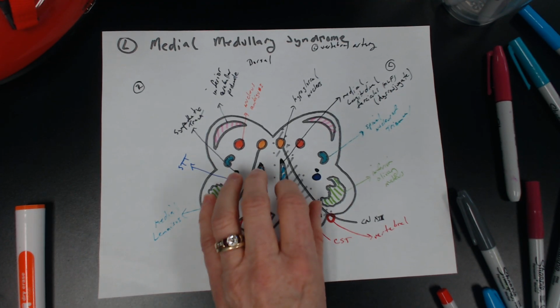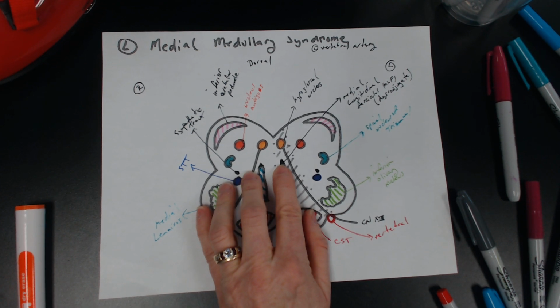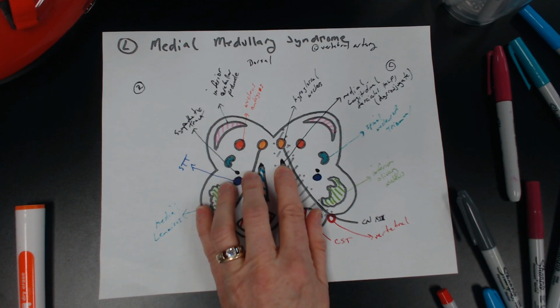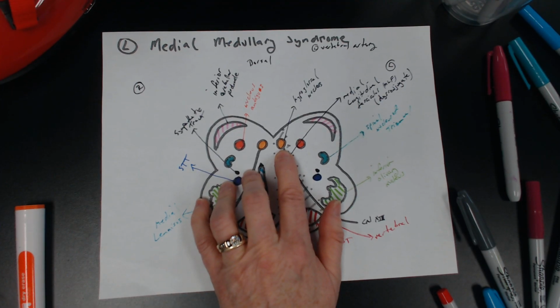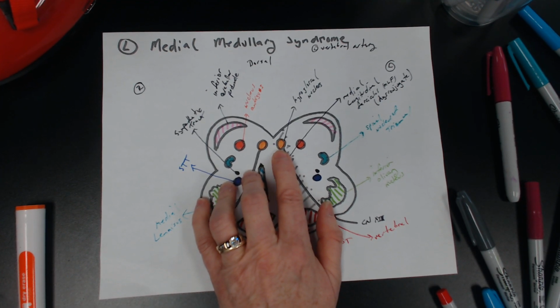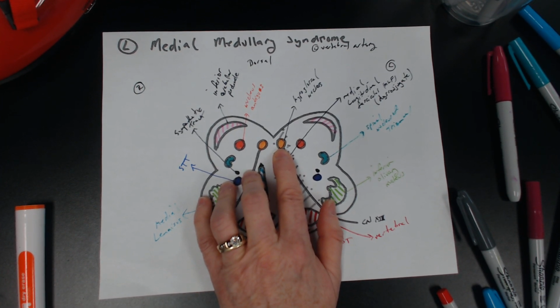Okay? If they have a problem with their medial longitudinal fasciculus, they will present with a disconjugate gaze. And then if the hypoglossal nucleus is affected, they're going to present with a tongue deviation. The tongue's going to deviate toward the affected side. So the tongue will point to the side of the lesion.